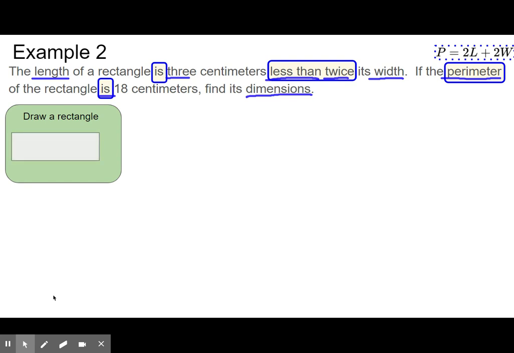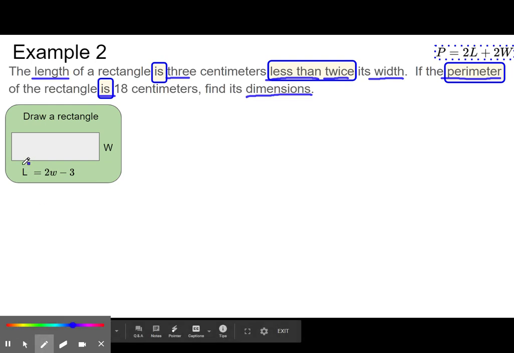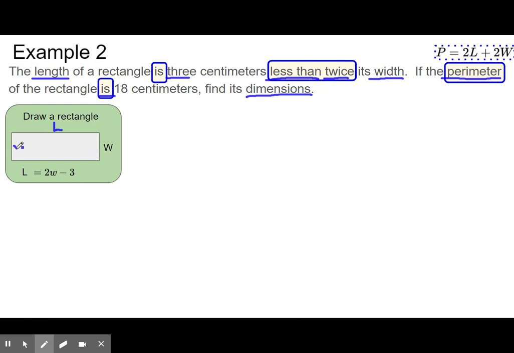Draw a rectangle. There's my length and there's my width. And I'm going to reiterate this again. The reason I drew a rectangle, in case I didn't remember the formula, is I could come up with the formula on my own. A rectangle, the perimeter is all the way around.